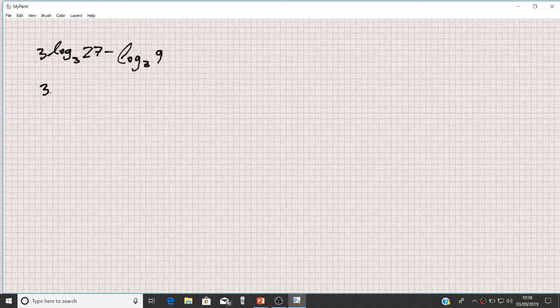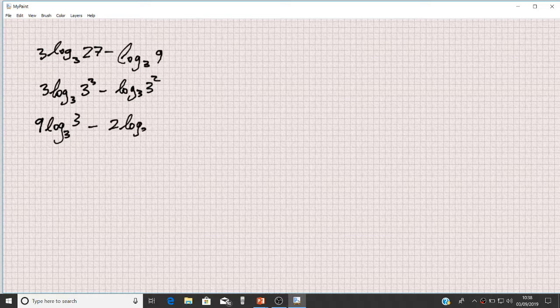So that's the same as saying 3 log base 3 of 27, which is 3 cubed, minus log base 3 of 3 squared. And then we can take these powers down. So that's the same as 3 times 3 is 9 log base 3 of 3, minus 2 times log base 3 of 3. And we know log base 3 of 3 is 1, so that equals 9 minus 2 equals 7. So there we have the first example, simplifying that log without having to use a calculator.